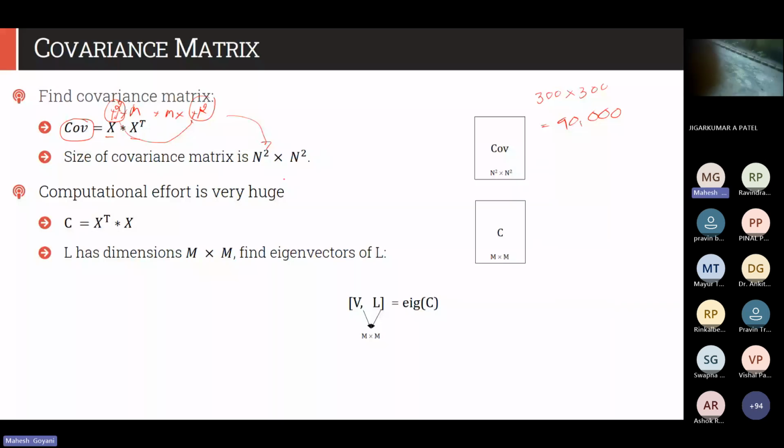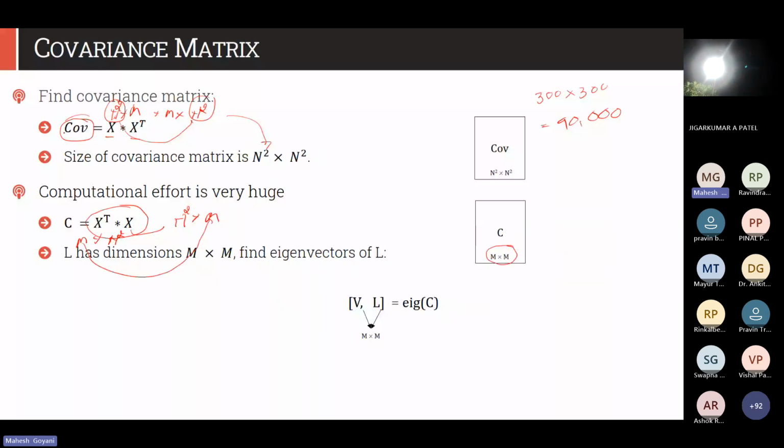So what we can do is simplify this process by inverting the order. We can do X transpose into X. So the dimension of X is n square by m. So the dimension of its transpose would be m by n square. And when you multiply these two, it would be just m by m. Okay, so C would be m by m. The covariance matrix would be n square by n square, so this is practically not feasible. So we are simply taking the benefit of this mathematical simplification, and we are computing the eigenvectors and eigenvalues of this matrix C rather than COV.